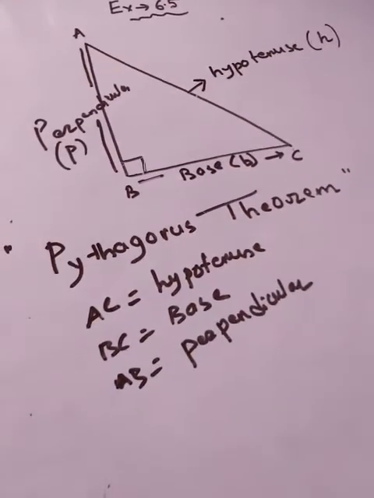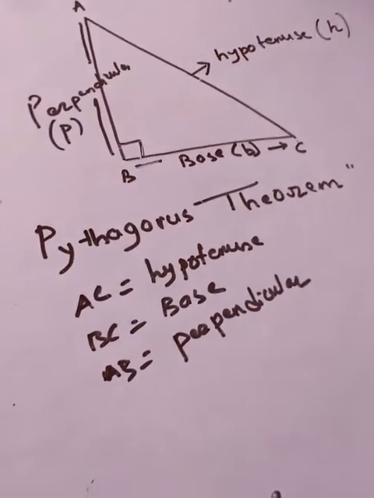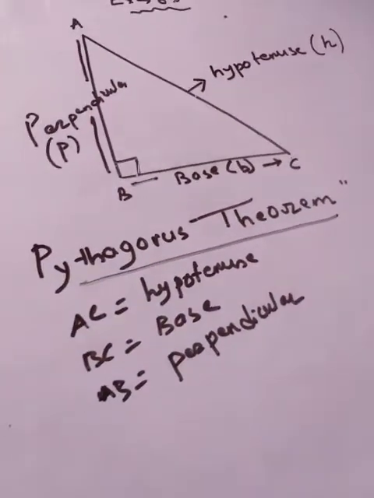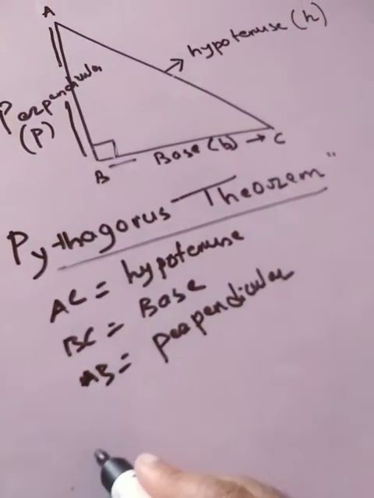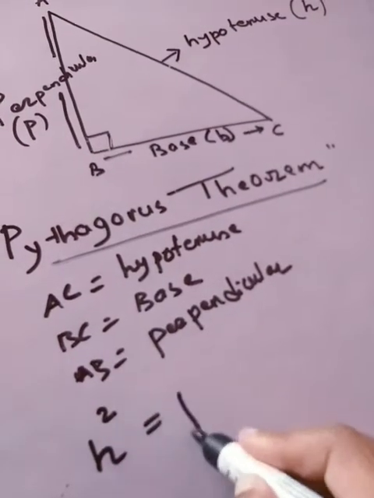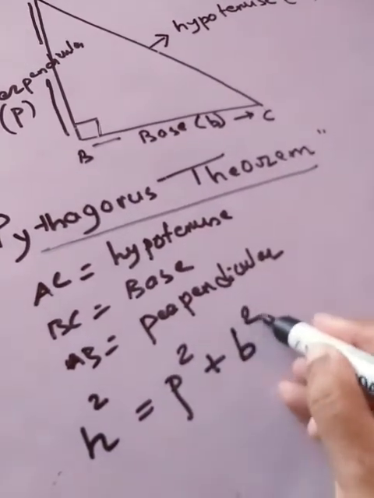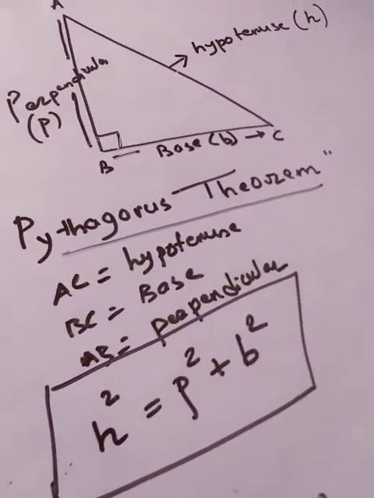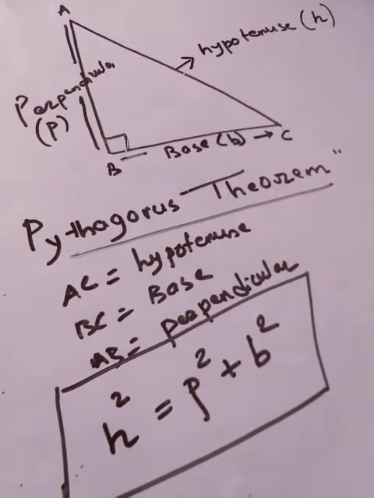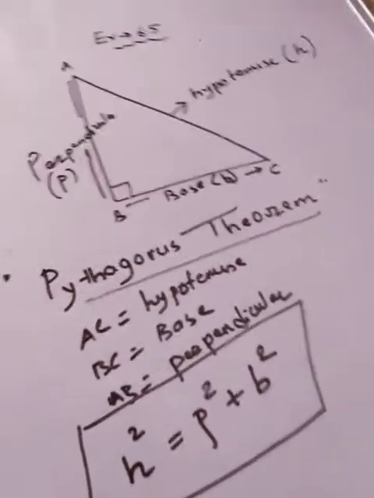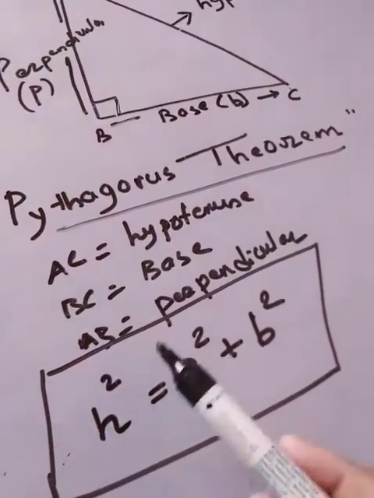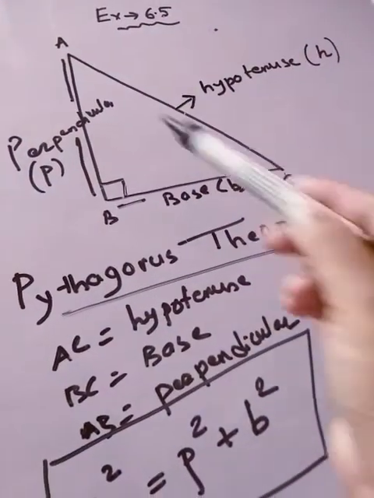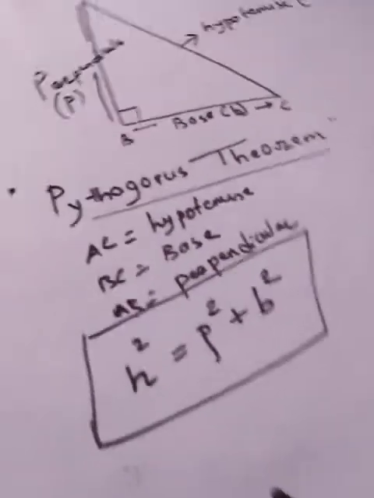This theorem has a huge application in the higher classes, so do remember it. It's very important. According to the Pythagoras theorem, h square equals p square plus b square. When we go to the higher classes, we'll derive this theorem, but for now you just have to remember it. That is h square equals p square plus b square. As simple as this.